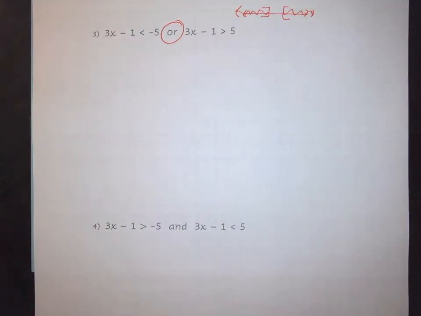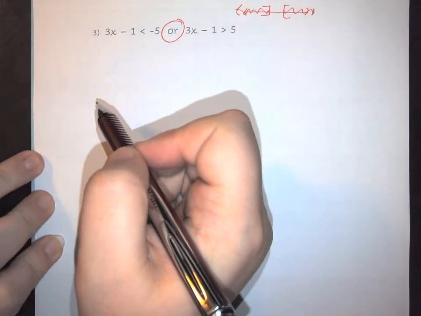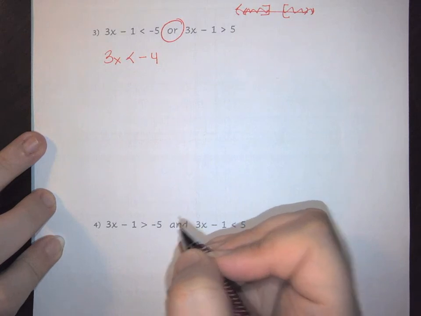So here I've got 3x minus 1 that I need to get by itself. So I'm going to move the 1. So this becomes 3x is less than negative 4. Divide everything by 3. X is less than negative 4/3.